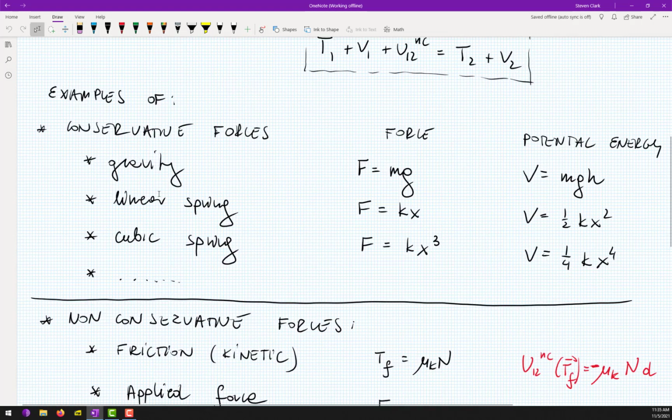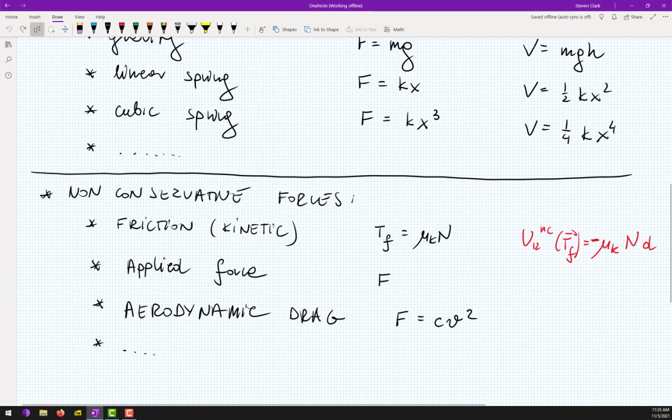Look at your notes. We did it a couple of weeks ago. Examples of conservative forces, exactly what you said: gravity, linear spring, cubic spring. And non-conservative forces are friction, applied force, very rarely aerodynamic drag. And you're Jaden. This is a very, very rare case in this course, so just focus on these 2 probably.